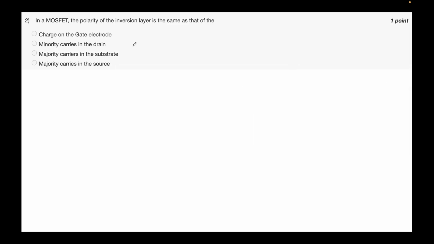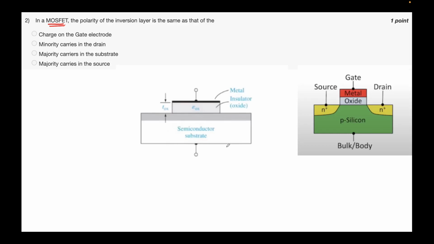Now this question pertains to the polarity of the inversion layer in a MOSFET, not MOSCAP. In a MOSFET, the polarity of the inversion layer is the same as that of... We had talked about this in the context of the MOSCAP. So for MOSCAP, let's say this is p-type silicon, for instance. For p-type silicon, the inversion layer which will be formed here will be of electrons. We saw that because first this has to be depleted.